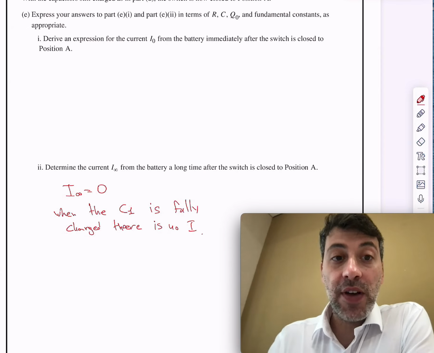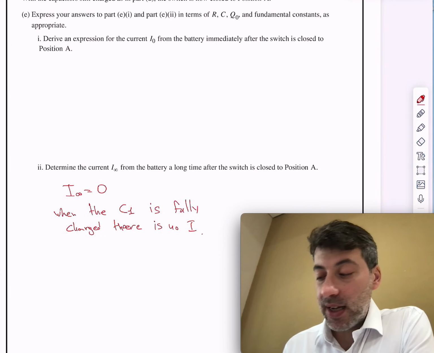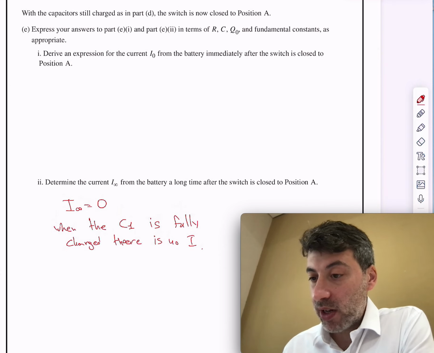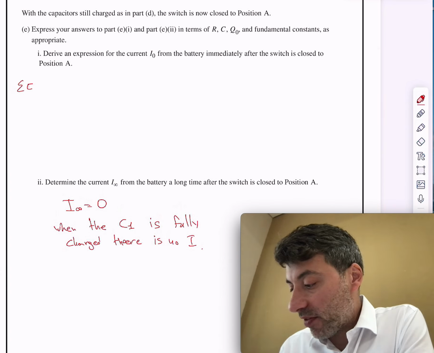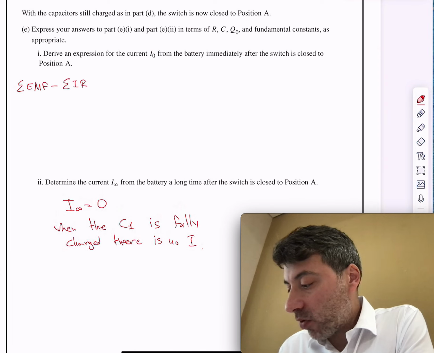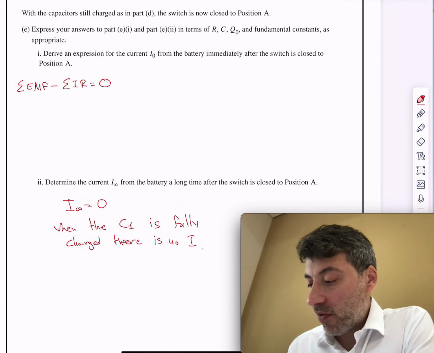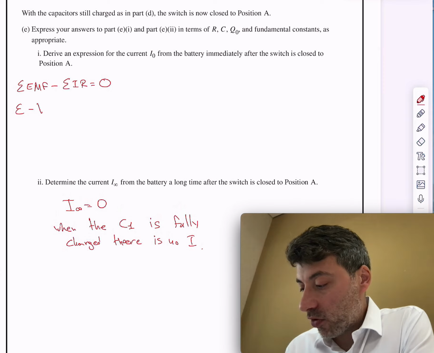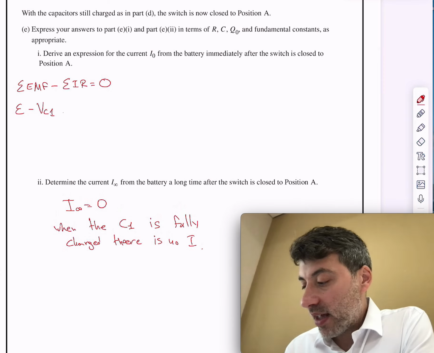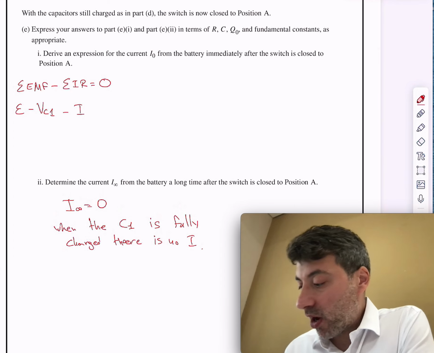However, we need to find the current immediately after we close the switch. So I think that we will try to apply Kirchhoff's law one more time. So sigma EMF minus sigma IR will be equal to 0. Now the EMF is the EMF of the battery minus the EMF on the capacitor 1. And the current is the current that flows through the total resistance of R1 and R2.